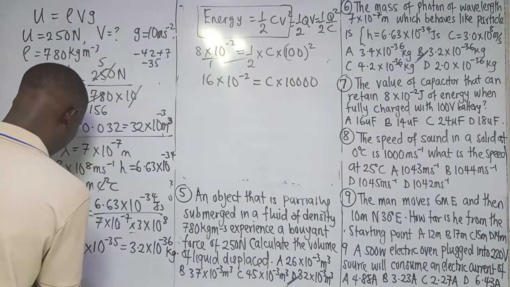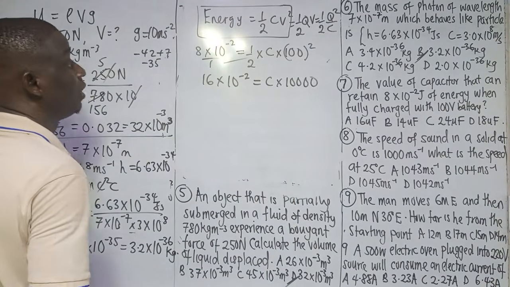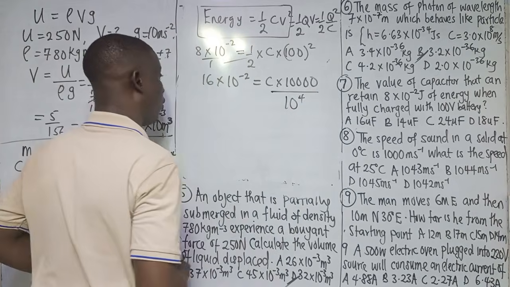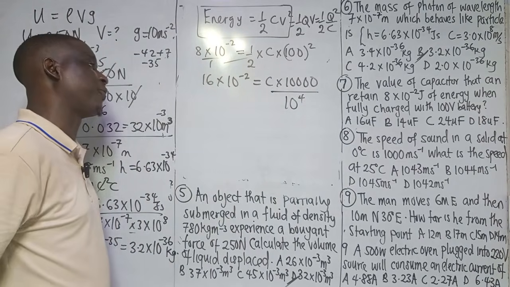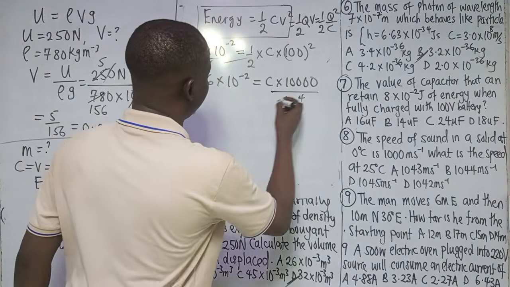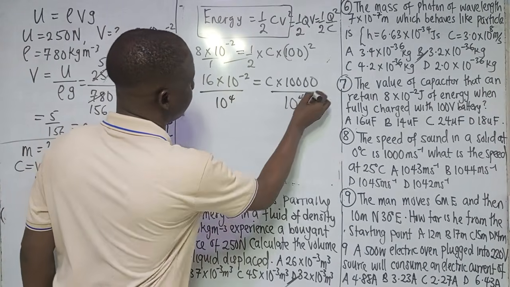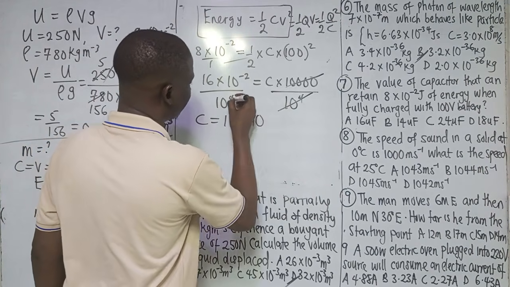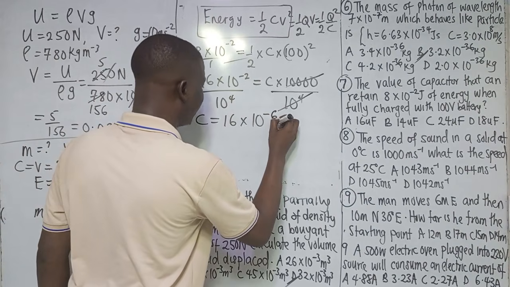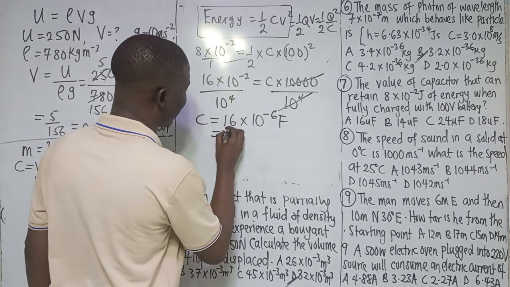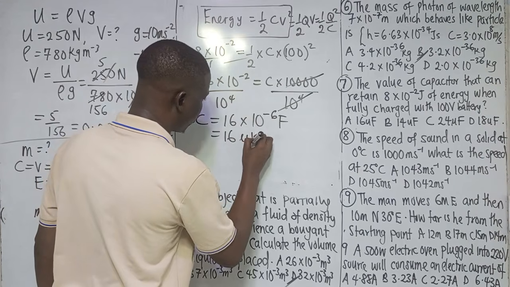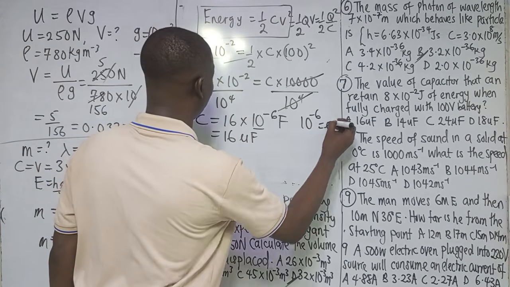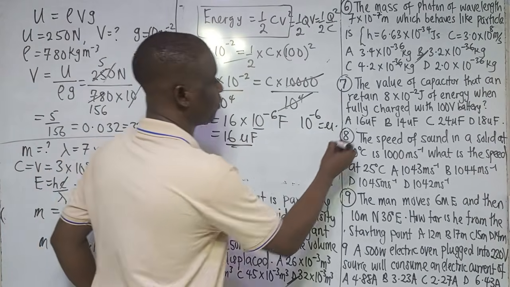To make C the subject of the formula, divide by 10 power 4. Because of the 10 power 4 that is here, this one cancels this one. So C will have 16 times 10 power minus 6 farad, which is read as 16 microfarad. 10 to the power minus 6, don't forget, is read as micro. So 16 microfarad. That is option A.